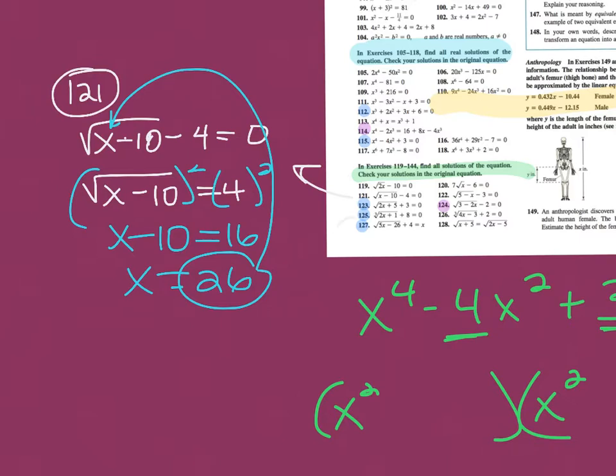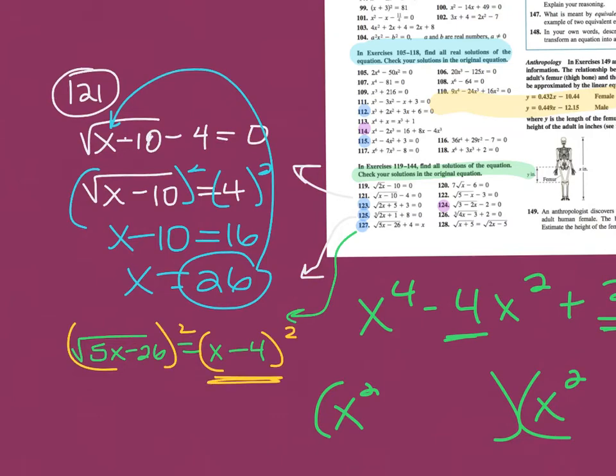For something like 125, it's now the cube root. So I would move the 8 to the other side and cube both sides of the equation. For 127, when you square both sides of the equation, after you move the 4 to the other side, you'd actually be expanding and FOILing this side.